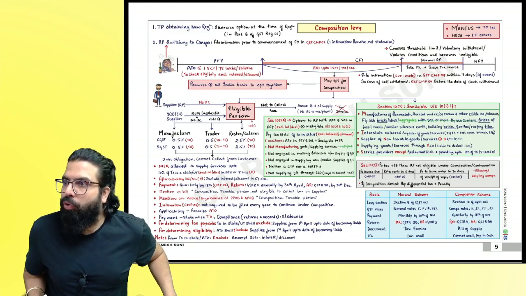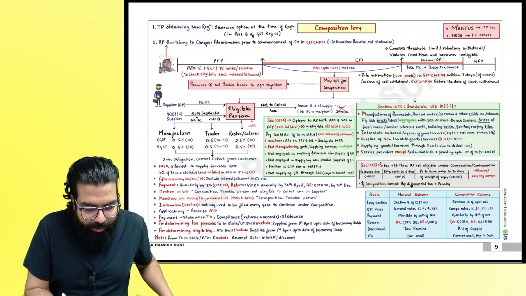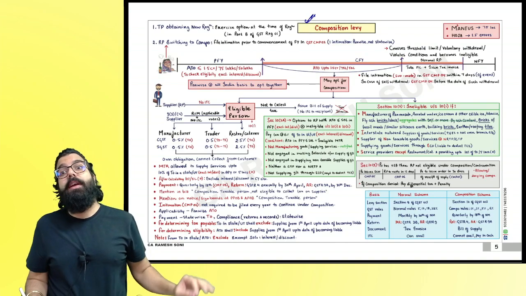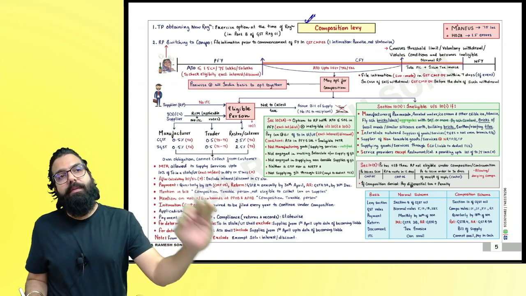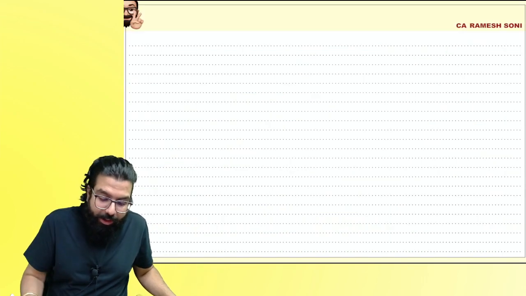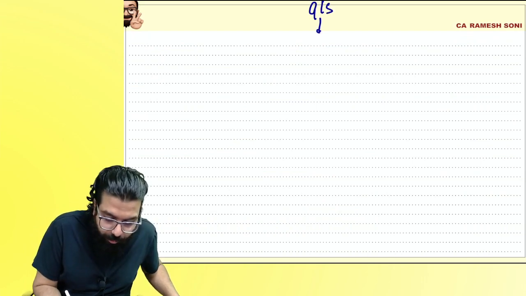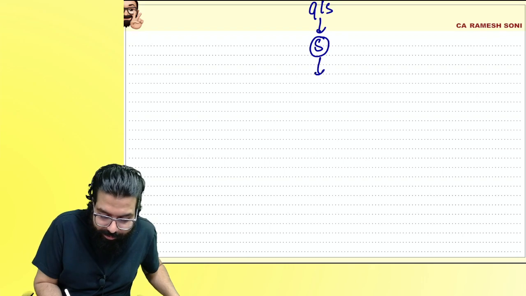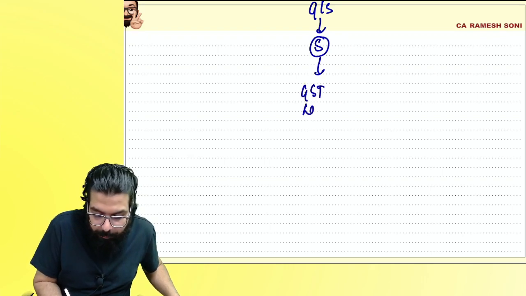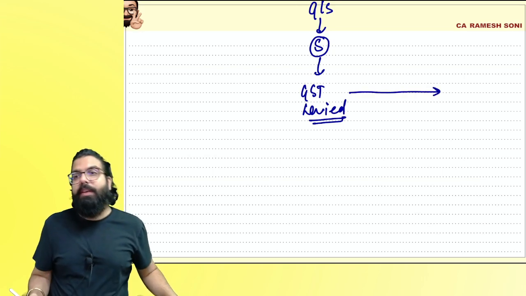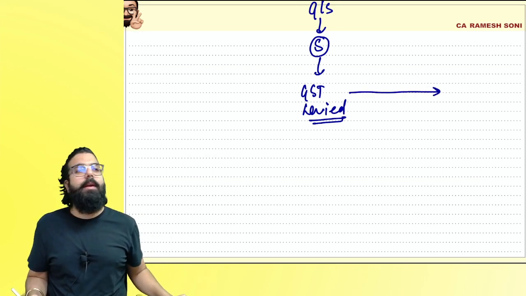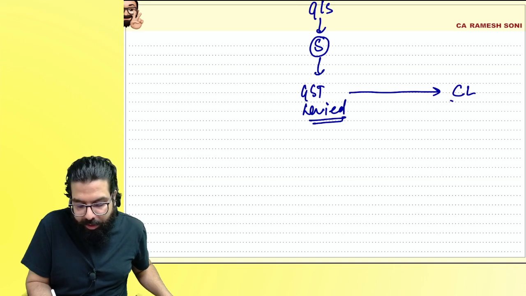All right, students, let's go ahead and start the next chapter's revision. The next chapter is composition levy. Everyone, we started learning GST with goods and services. Whenever goods and services are supplied, GST will be levied. But then some people told the government, sir, please give us a simpler scheme. And the simple scheme's name was composition levy.